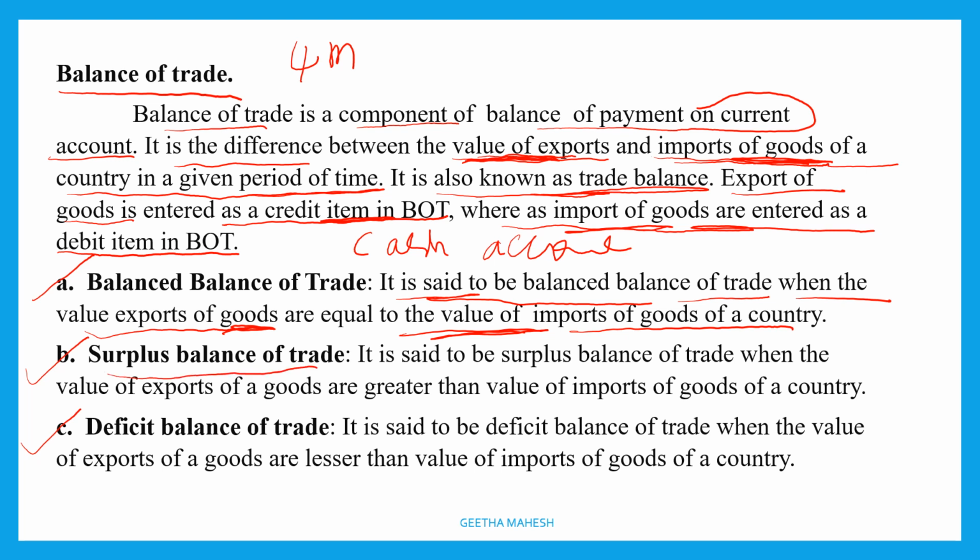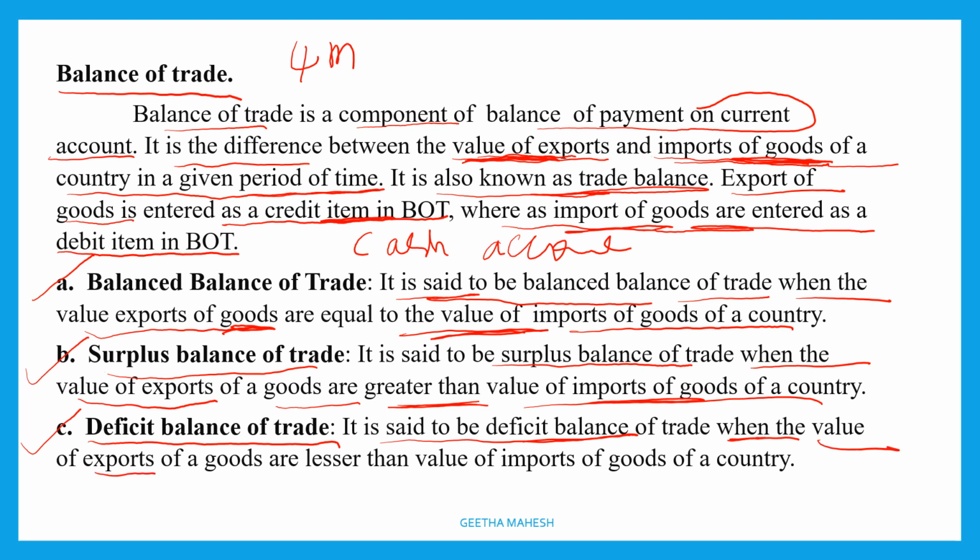It is said to be surplus balance of trade when the value of export of goods are greater than the value of import of goods of a country. Next one is deficit balance of trade. It is said to be deficit balance of trade when the value of export of goods are lesser than the value of import of goods of a country.